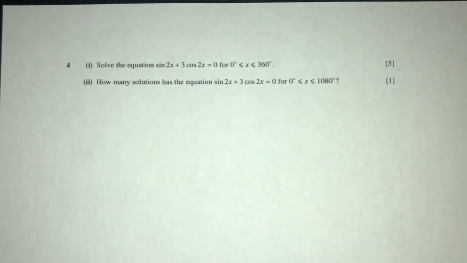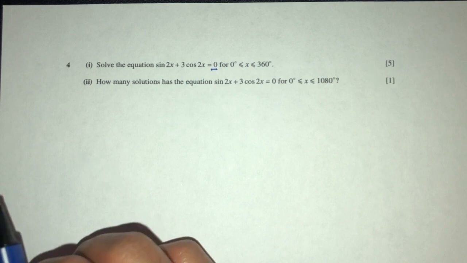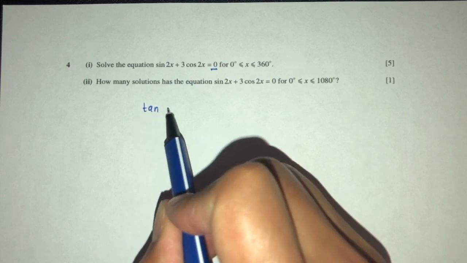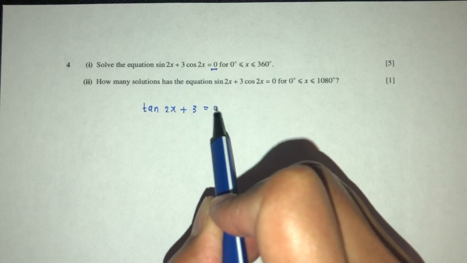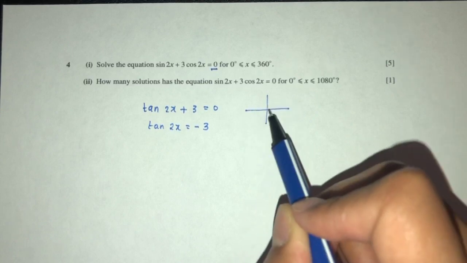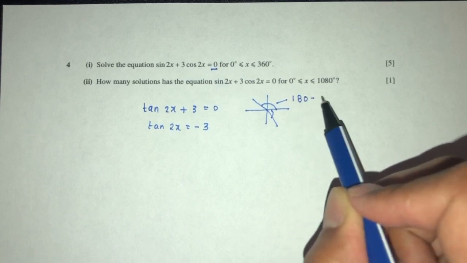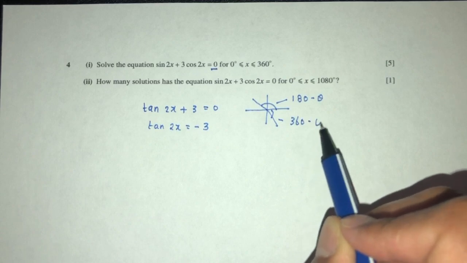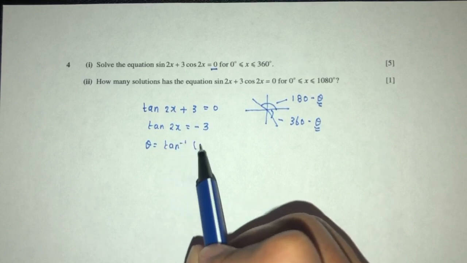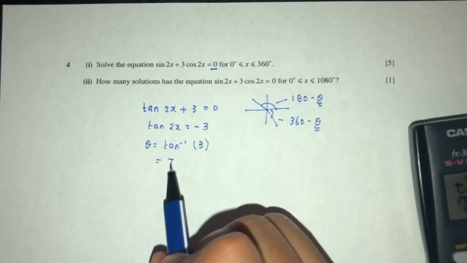So here we have to solve the equation sine 2x plus cos 2x equal to this. Pretty easy. In this case, since we have sine and cos in the same equation, we can divide by cos everywhere. You will have sine divided by cos, which is tan, because here we have 2x. Here that will be 3, has to be 0. Next, we make tan 2x the subject, that should be minus 3. Now, because tan is negative, it will be in this quadrant and in this quadrant. This is simply 180 minus theta, and here we have 360 minus theta. Of course, theta is not your answer. Theta will be tan inverse of the positive value of 3. Tan inverse of plus 3 should be 71.6.